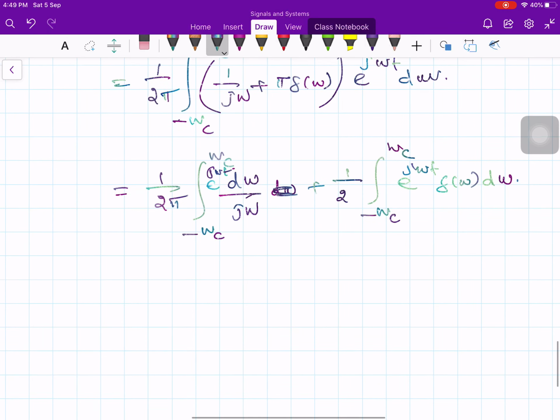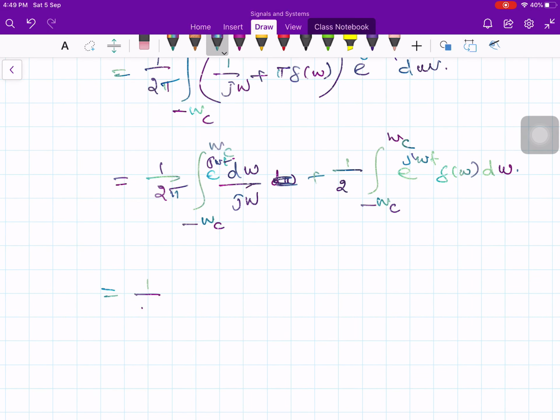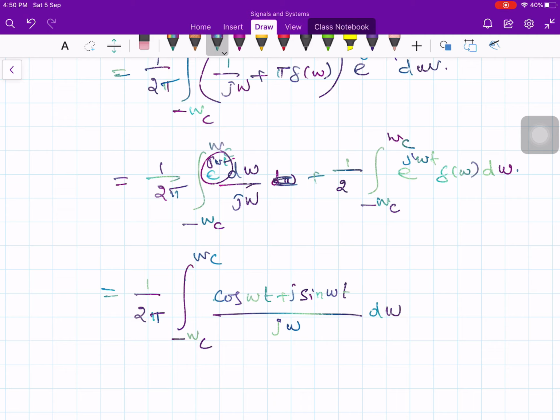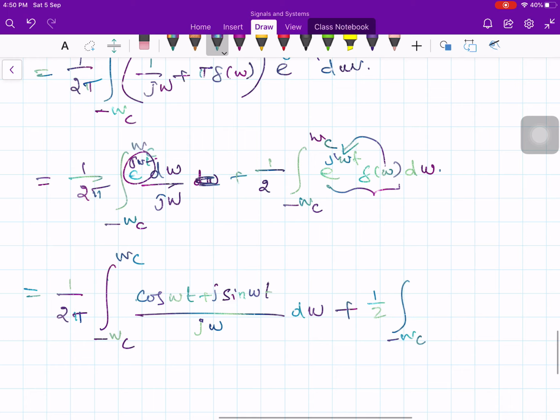Okay, now 1 over 2π, integral from minus ω_c to plus ω_c. This e to the jωt I can write as cos ωt plus j times sin ωt, whole divided by jω, times dω, plus in this 1 by 2, and by this multiplication theorem substitute ω equals 0, then that becomes minus ω_c to plus ω_c, then e to the 0 is 1, so δ(ω) times dω.